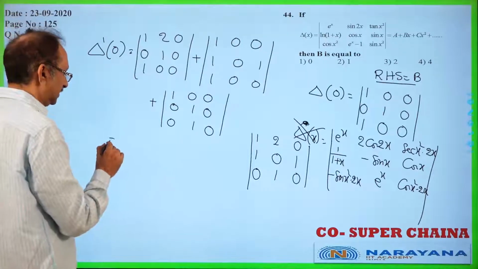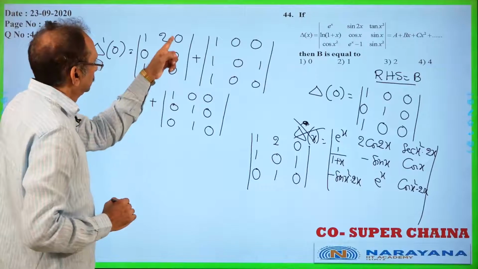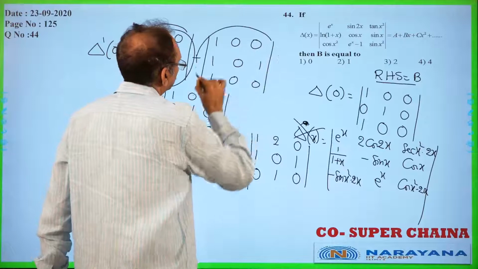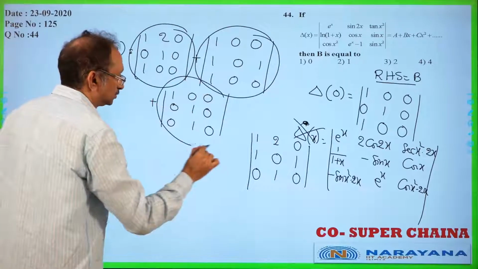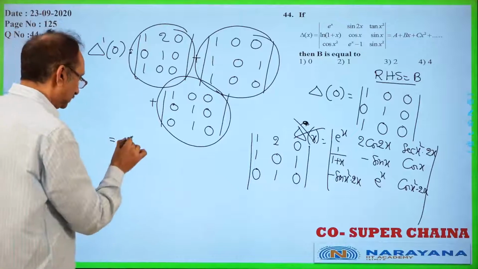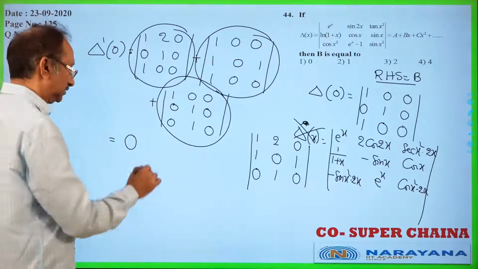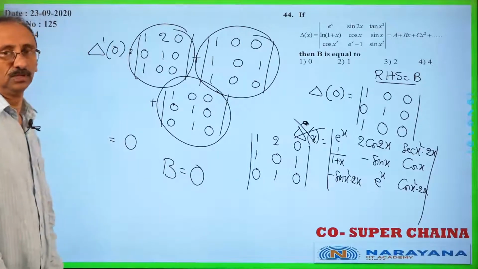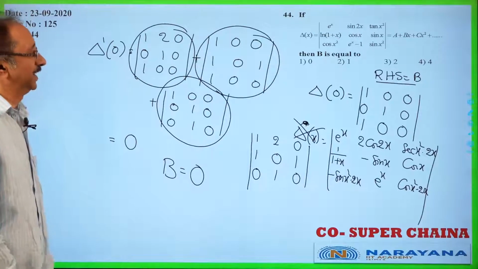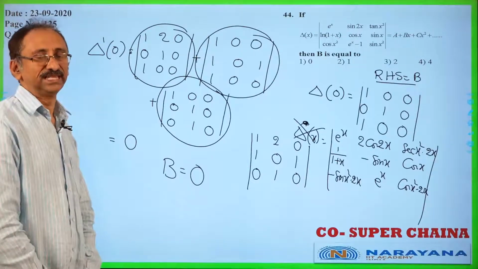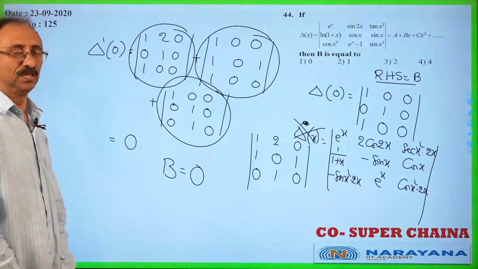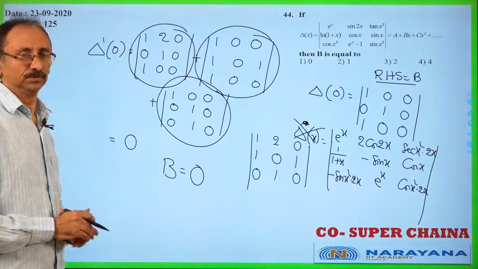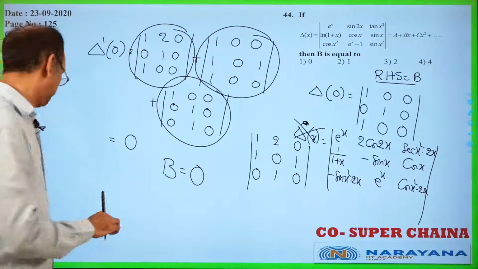But see, these determinants are easy. Each contains an all-zero row or column, so each is 0. Therefore this is 0. And hence, what is the value of b? B is equal to 0. Okay, now, this is a way to find the coefficients of the x square terms and so on. After the next classes, you can find the coefficients of higher powers also. Okay, right. And now we'll go to the next question.